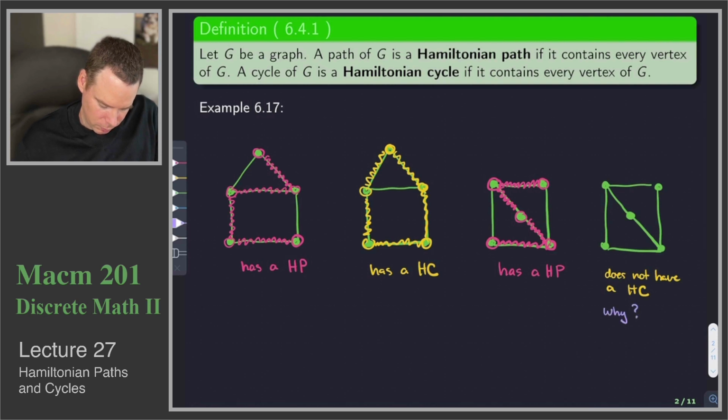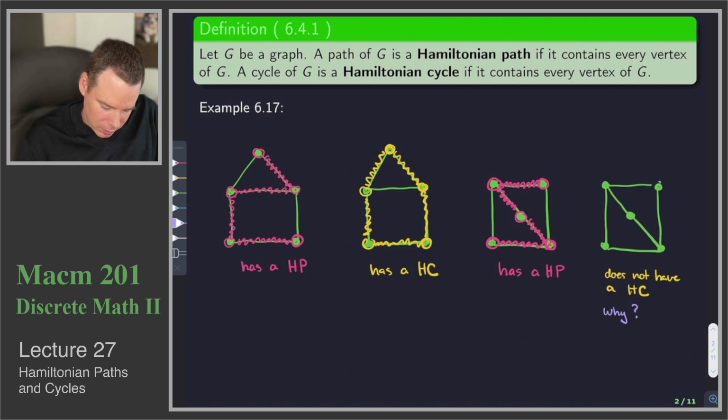So why? Why is this the case? Well, let's think about what happens to vertices of degree 2. This is a pretty common thing to look for in graphs when you're interested in the question of Hamilton paths and cycles. Why is that?